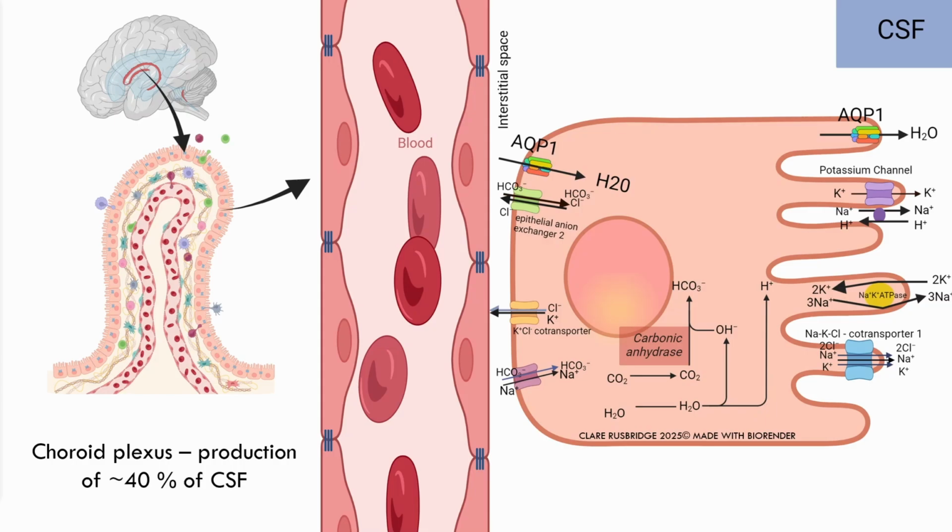About 40% of the cerebrospinal fluid is produced by the choroid plexus, which are little glands within the ventricular system of the brain. This is a very complicated biochemical process, which I'm not going to go into in this lecture, but you can see from this diagram, which only represents some of the processes, that there is an awful lot of metabolic pathways and ion channels involved.